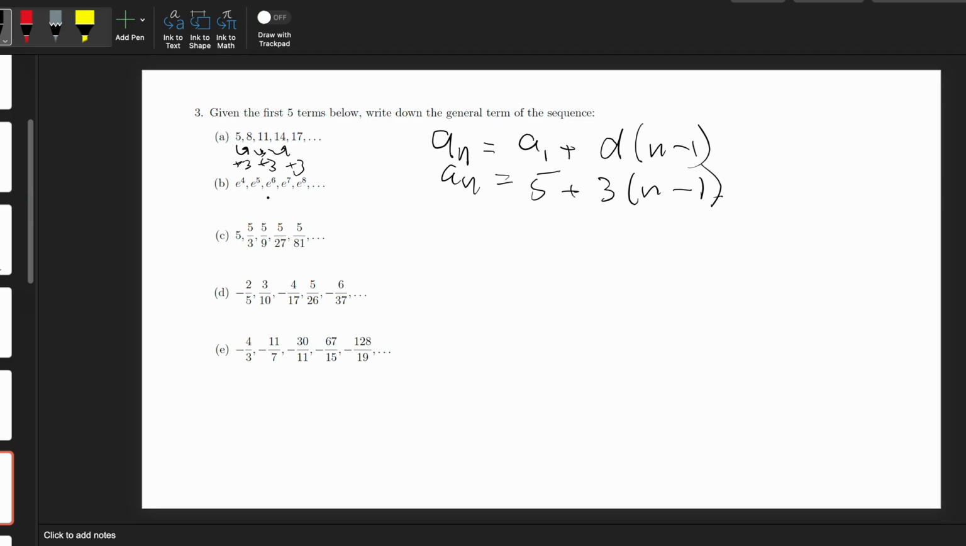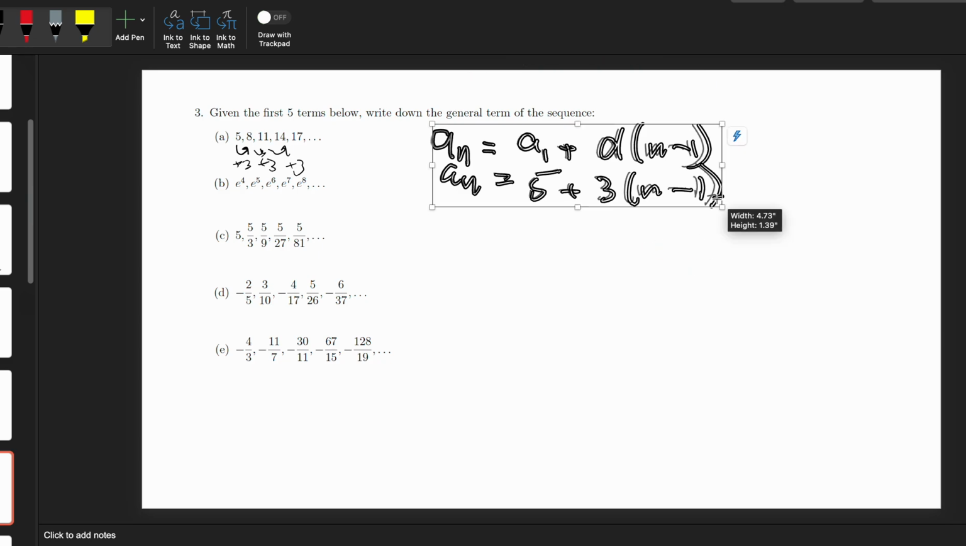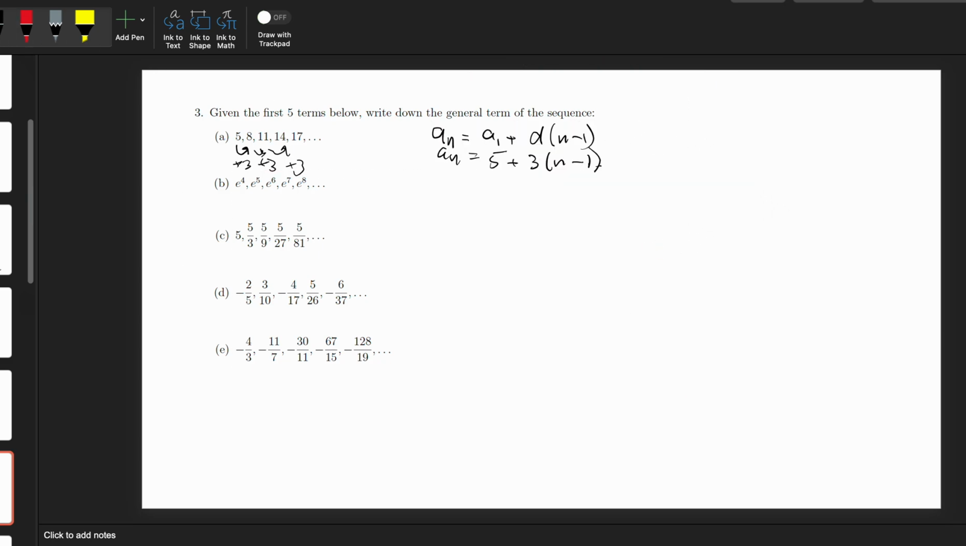Okay. Here, this is e to the 4th, e to the 5th, e to the 6th, e to the 7th, e to the 8th. We talked about e a little bit. It's not important for this question that we're using the number e, but let's just go with it. Let me make this a little smaller. Okay. So this would be the answer.